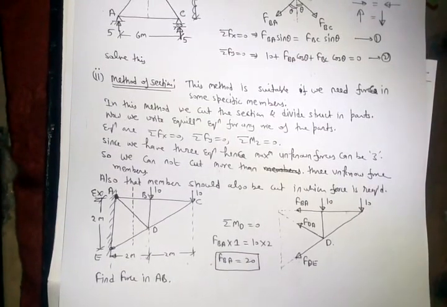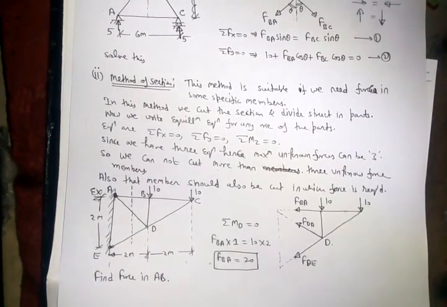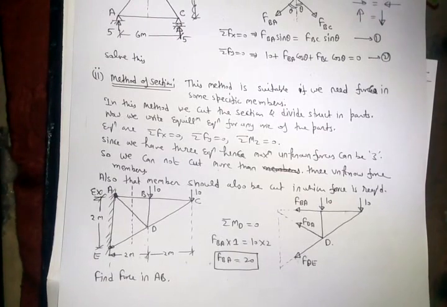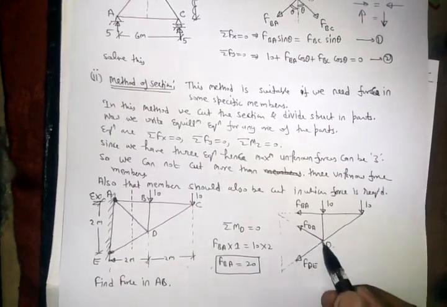For example, if we ask to find the force in member AB, we will cut the section in such a way that member AB should mandatorily be cut, right? Only then can we show the force in member AB, FAB. So the forces are FAB, FDA and FDE.